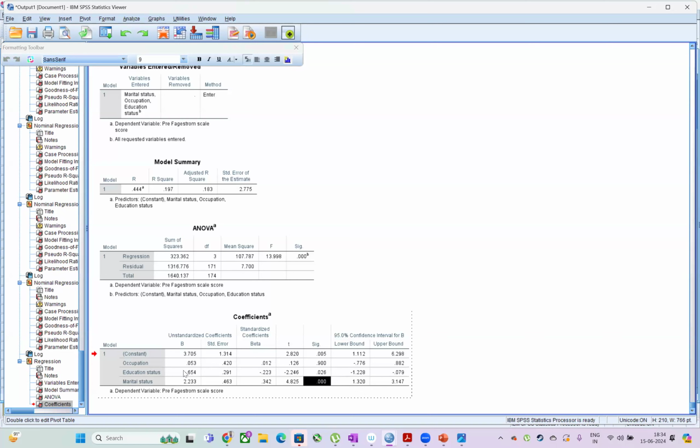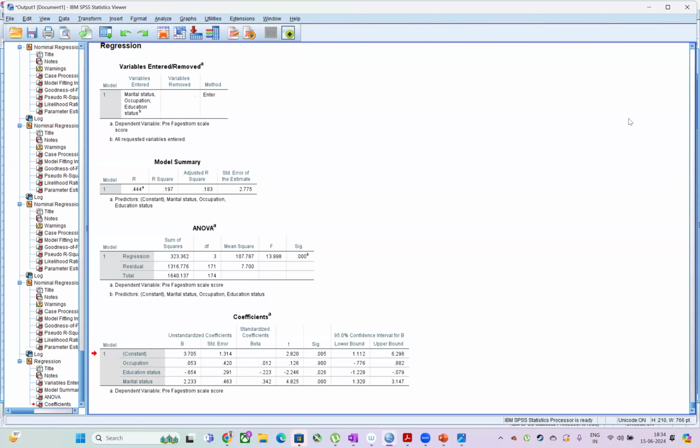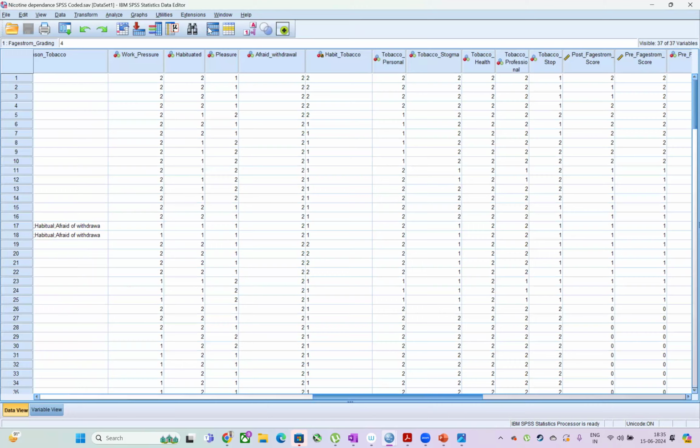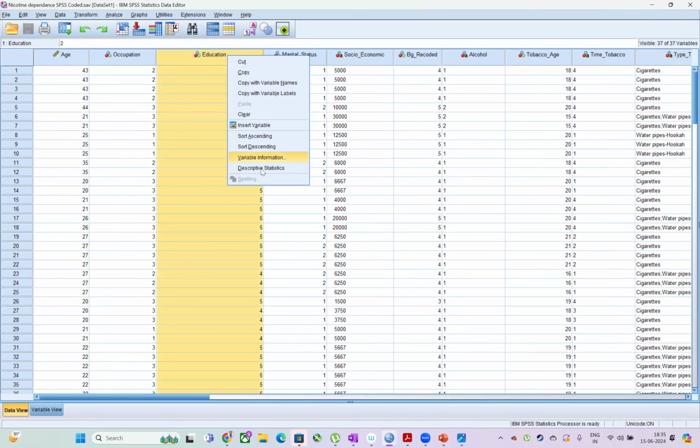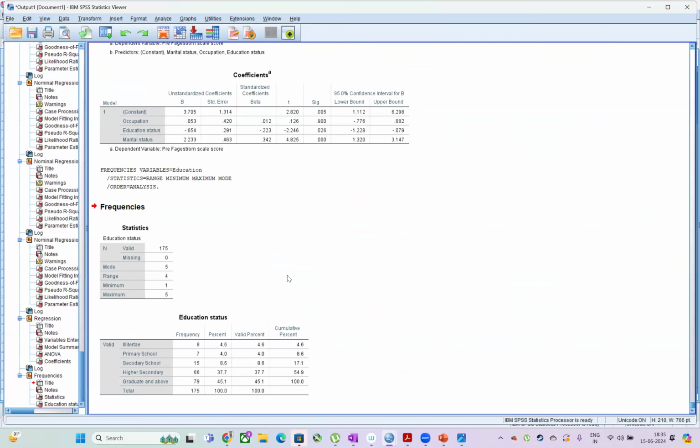So I am going to look at the educational status. It is minus 0.654. What we mean to say is, we first have to understand the categories the educational status has. The educational status has illiterate, primary school, secondary school, higher secondary, and graduate. So here what regression understands is higher.